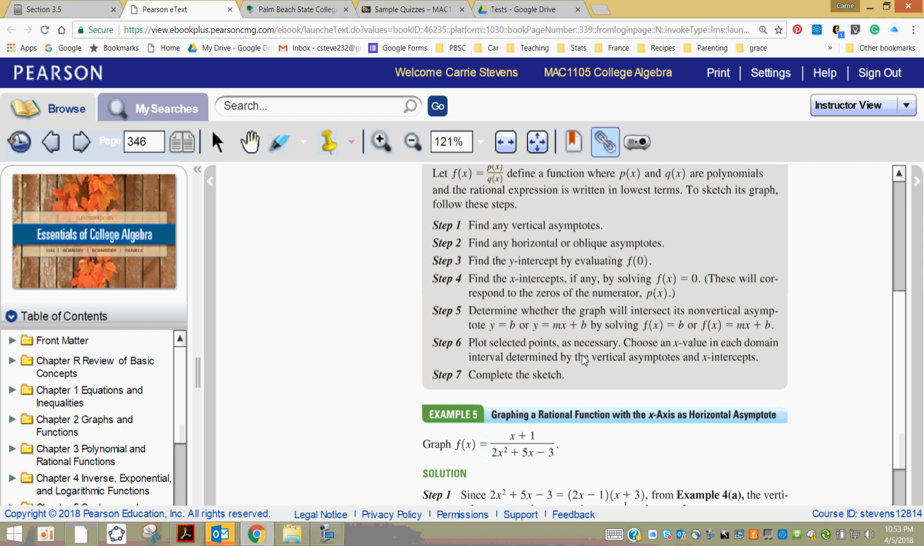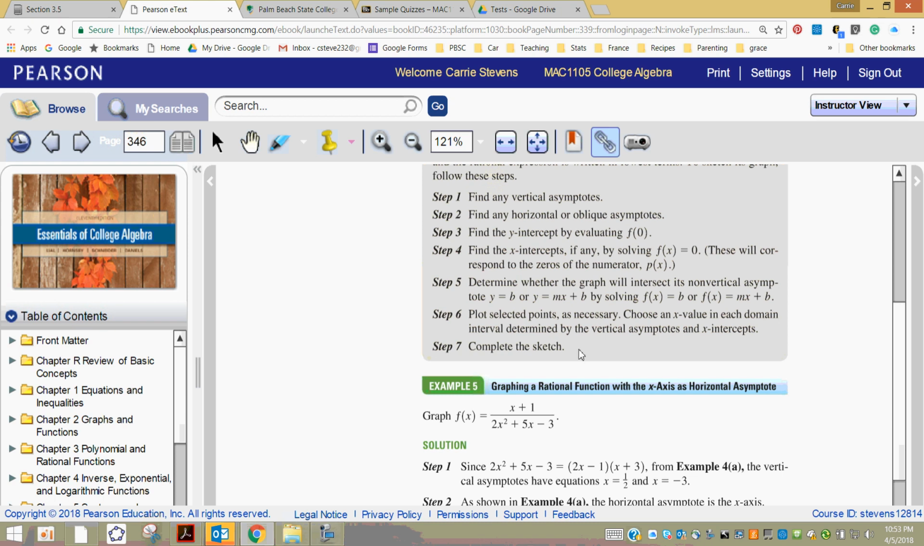Then you want to plot selected points in between the asymptotes and intercepts to get an idea of the behavior that's happening in between those values and to complete the sketch. And notice it's called a sketch because at this level in algebra, we're not expecting you to come up with a perfectly accurate picture. But if you have considered all these points, taken all these steps, you'll have a pretty good reliable sketch.